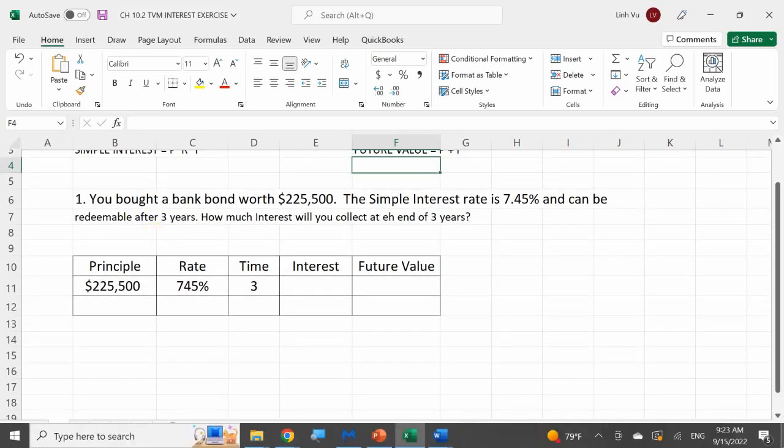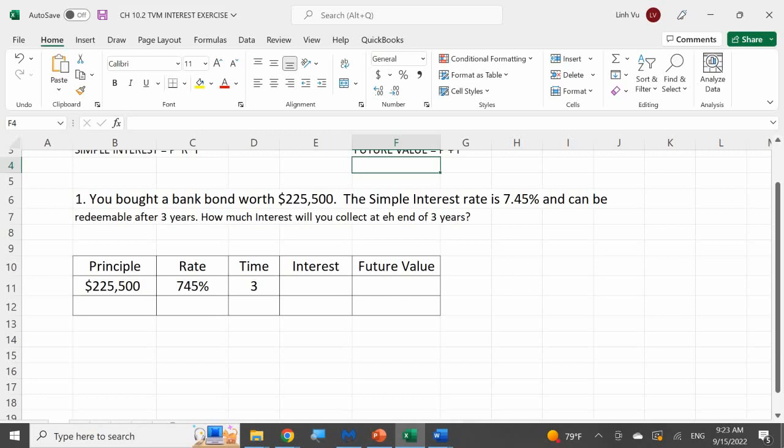You bought a bank bond worth $225,500, with a simple interest rate of 7.45%, redeemable after 3 years. How much interest will be collected at the end of 3 years? So that's the question I could be asking you. I could say, how much interest has been collected at the end of 3 years?